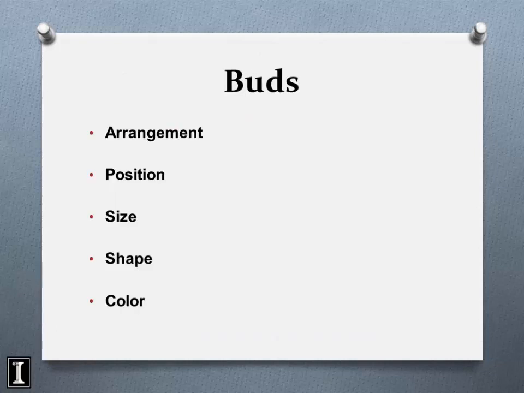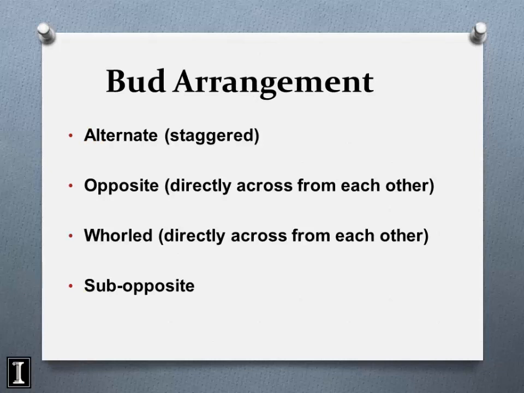For buds, we're going to talk about arrangement, position, size, shape, and color. All very helpful tools. We're going to go through it quick, okay? Bud arrangement is how the buds are oriented around a twig. Are they staggered, which means alternate? Are the buds opposite of each other on the twig? This will be really easy because I'm going to show you some actual examples.